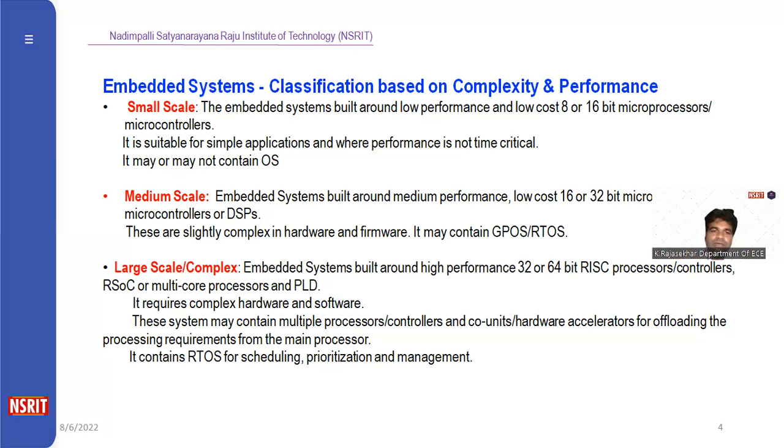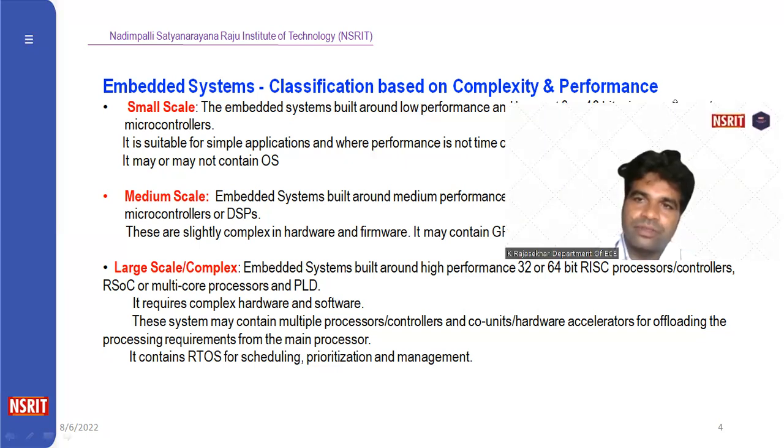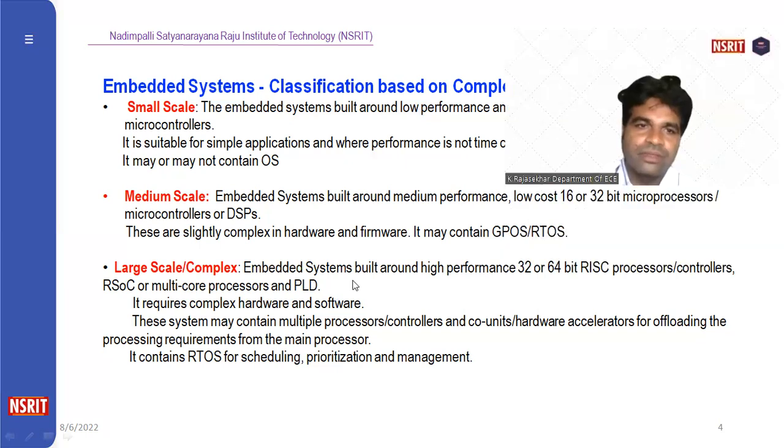So medium scale systems are built around 16-bit or 32-bit microprocessors and microcontrollers. They are slightly complex in hardware and firmware. They may contain a general purpose operating system or a real-time operating system. So coming to the third one, the large scale complex embedded system.